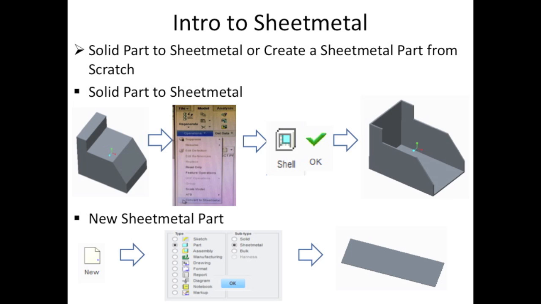To convert a solid part to sheet metal, open the pre-existing part, then under the Model tab select Operations, then select Convert to Sheet Metal. Show whichever sides you wish, select Thickness, then Accept. To create a new sheet metal part, open a new file, under Type select Part, then under Subtype select Sheet Metal. Click OK, then sketch away.